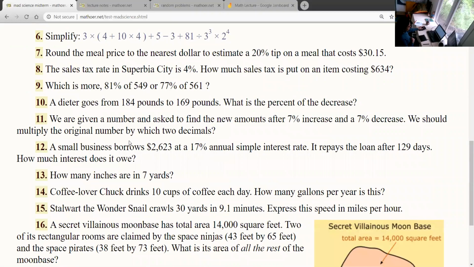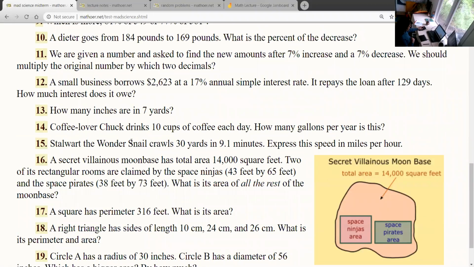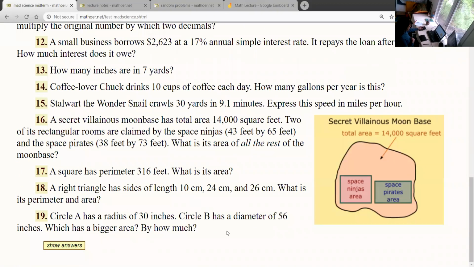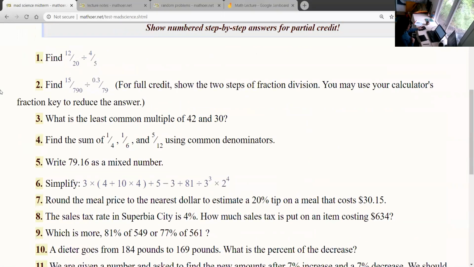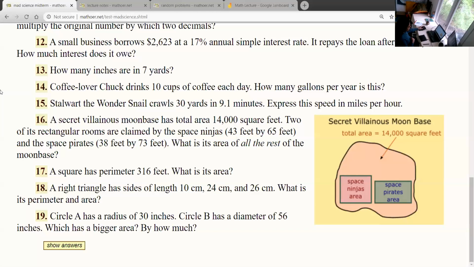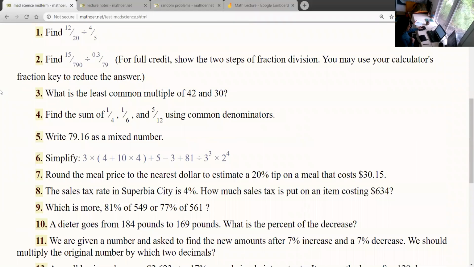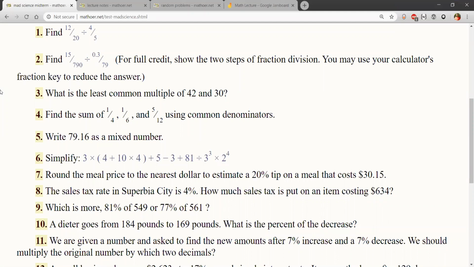What else was there? Increase and decrease, the simple interest, some unit analysis, and the stuff we just did. So having seen the list of all of it, are there any of these that people want me to do problems about? How about number 4? Number 4, okay.